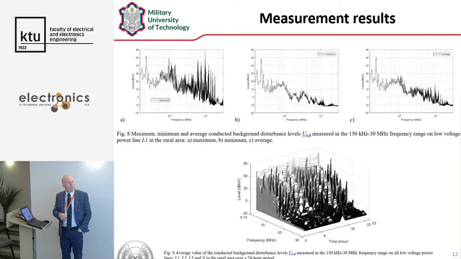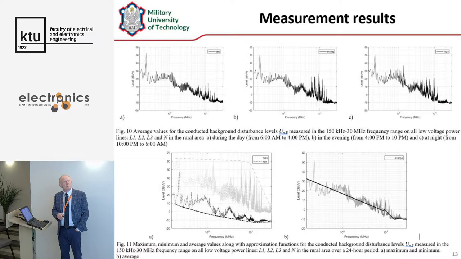So this is the maximum, minimum, and average level on the L1 circuits. Here is presented a 3D picture for the 24-hour period, for the average level for these three lines and neutral lines, for different times of the day, evening, and night, and approximation functions. This is the average value and approximation function for average value, and approximation function for maximum value and minimum value. Of course, all for the rural area.